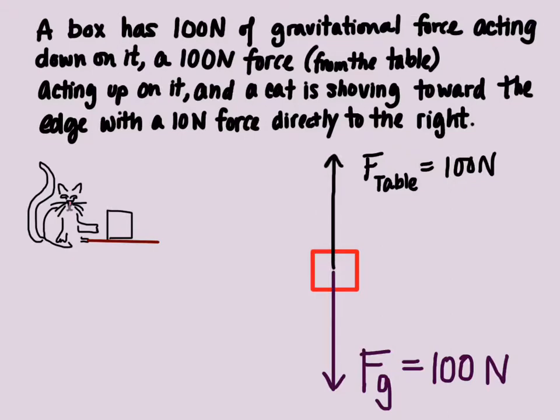Note that I've tried to make those arrows as much the same size as possible. Because of the fact that these are both 100 Newton forces, the only difference we should see in them is the direction they're pointing. Now, the cat is shoving it towards the edge of the table with a 10 Newton force directly to the right. I've put my force of cat on the object, I've labeled it, and I've pointed it to the right. That's it. It's not really that hard.